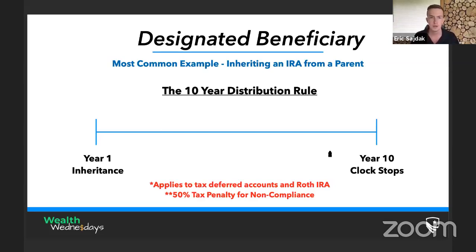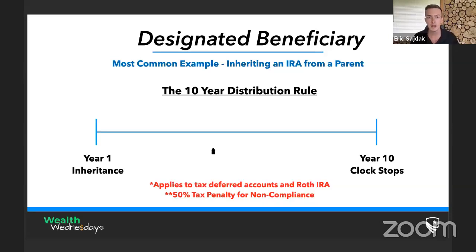Basically, this rule, whether it's a Roth IRA or a traditional IRA, stipulates that you don't have to take certain RMDs each year. You just have to exhaust the entire account within 10 years. So you can take a lump sum distribution, take it all out right away in the first year, or wait until the final year. Anywhere in between, you can take periodic withdrawals. You just have to pull all of the money out within 10 years. And again, there's a 50% penalty for non-compliance.